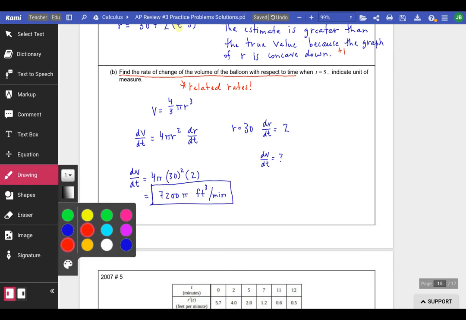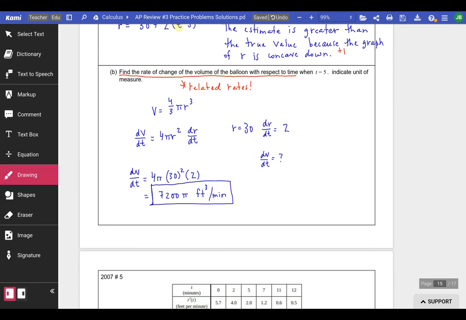For this one, they gave 2 points for that formula for the derivative with respect to time, and then 1 point for the answer.